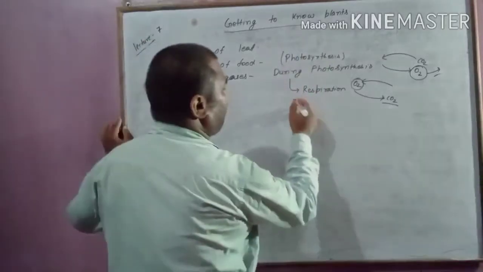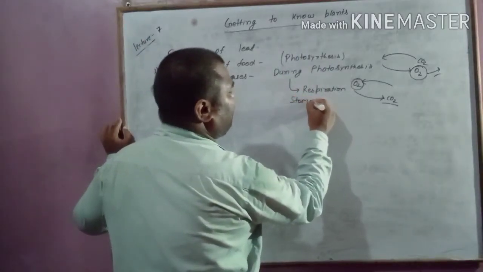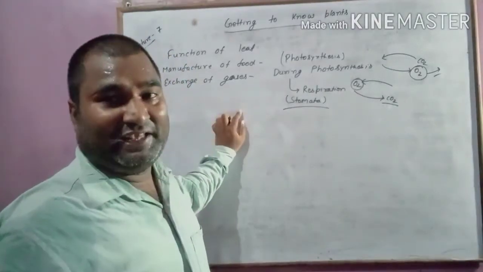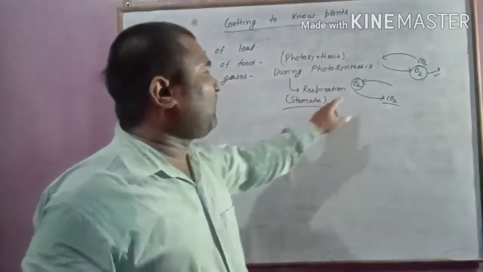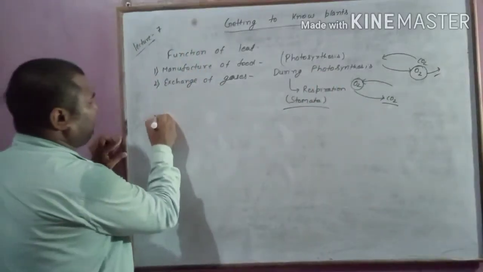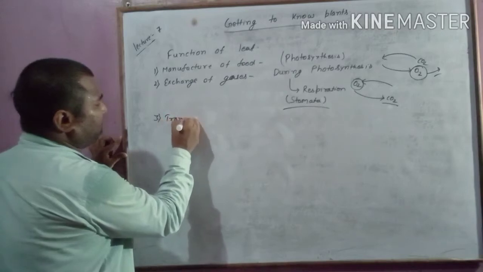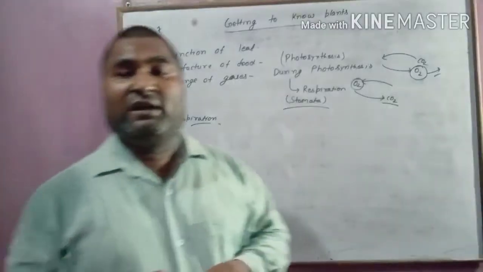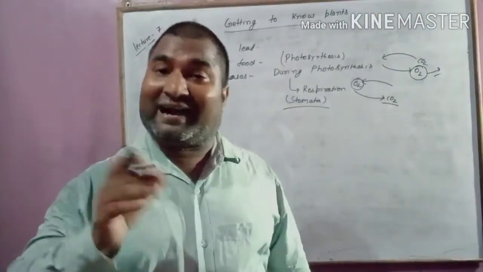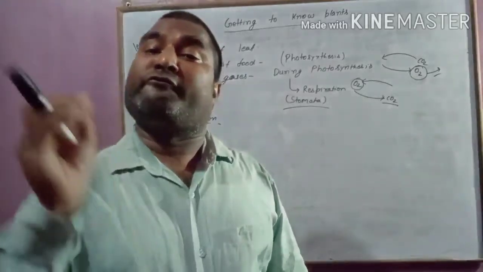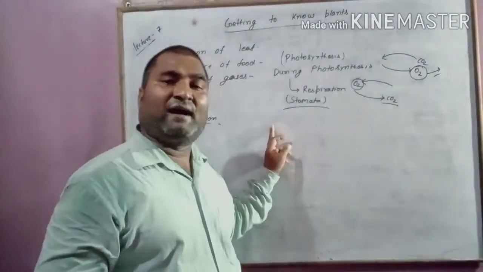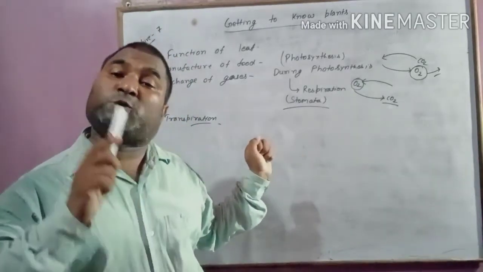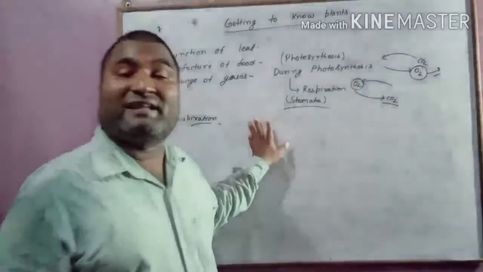So this all happens due to stomata. What is the stomata? Tiny openings present on the underside of the leaf are called stomata. This is called exchange of gases. Third, transpiration. What is transpiration? Loss of water in the form of vapor from stomata is called transpiration.